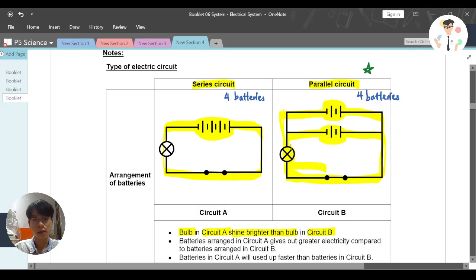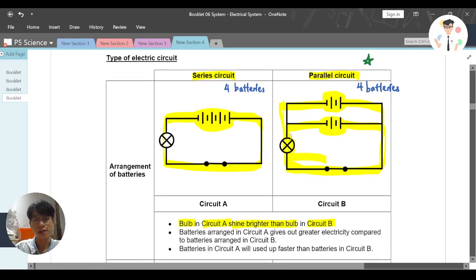Then you might be thinking, hey teacher, does that mean series circuit is better because more electricity is going through, that's why it's brighter? However, because circuit A provides greater electricity compared to circuit B, circuit A will use up the battery faster than circuit B. But what is one good thing about the parallel circuit?